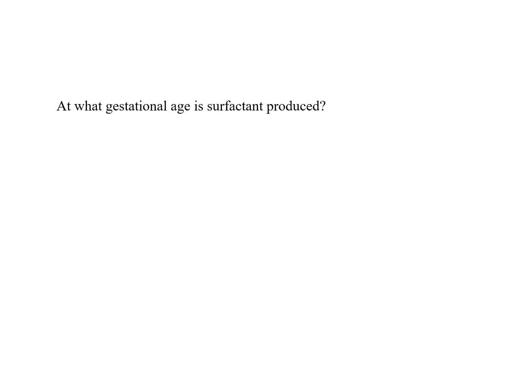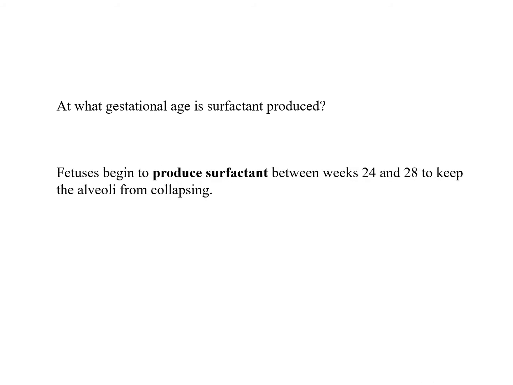As we briefly saw about pulmonary ventilation and alveolar ventilation, now we go to the second topic, surfactant. We'll start with the easiest and simplest question. At what gestational age is surfactant produced? It is produced exactly between the 24th and 28th week in fetuses, to keep the alveoli from collapsing.